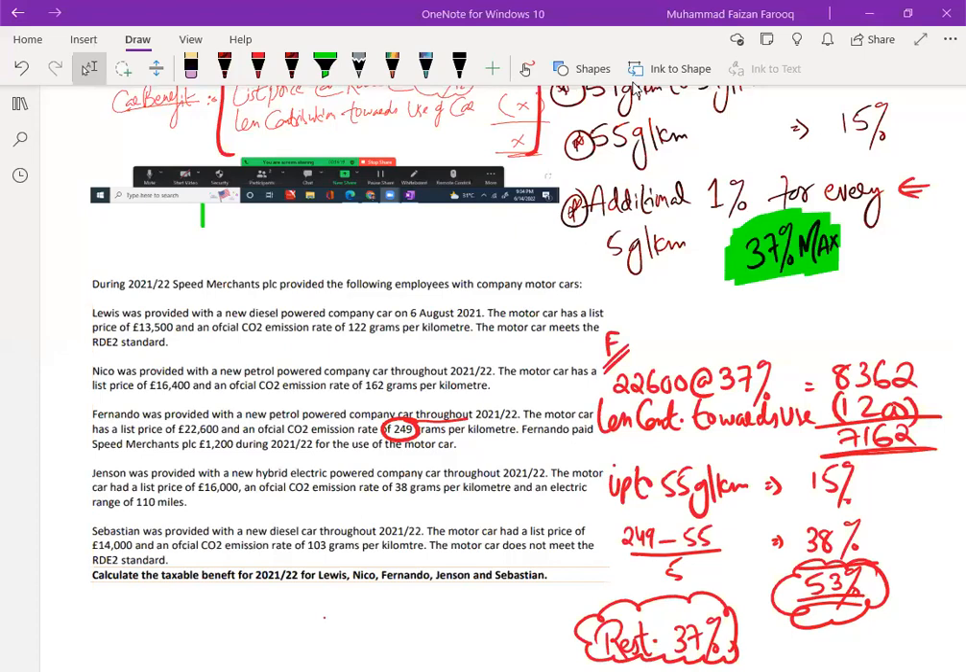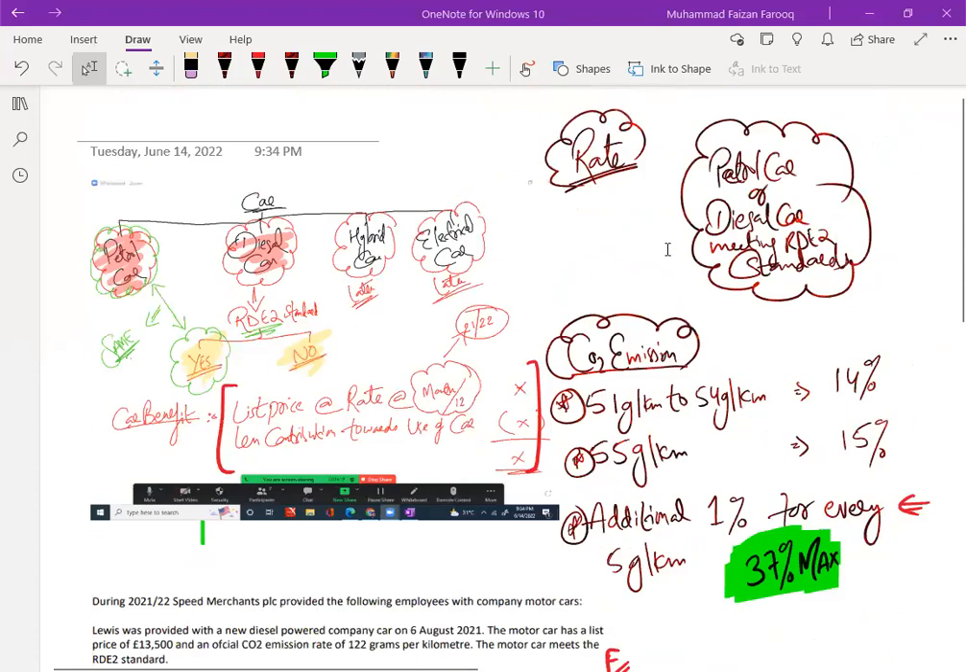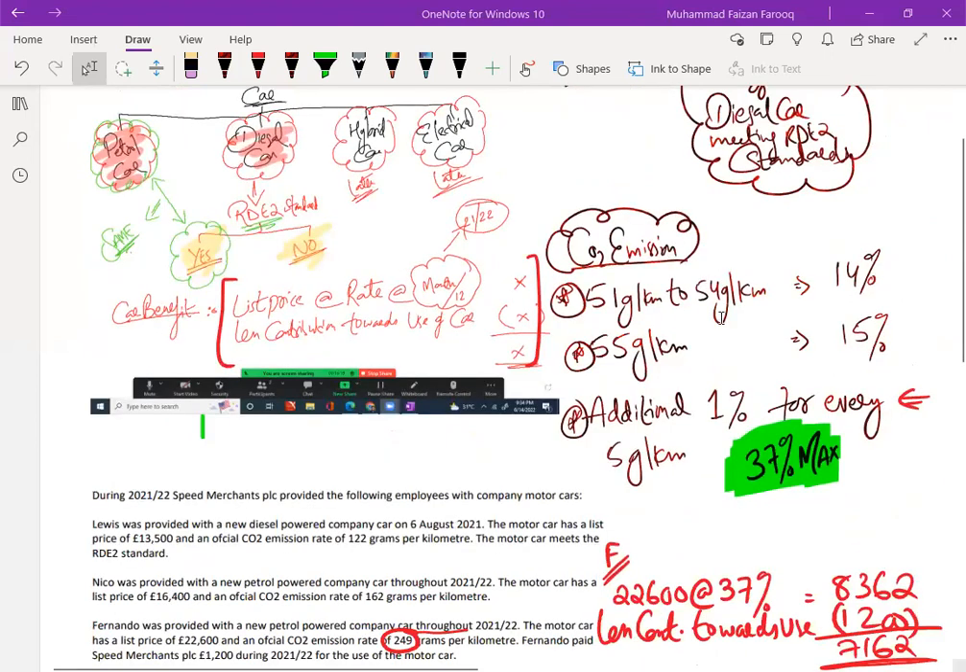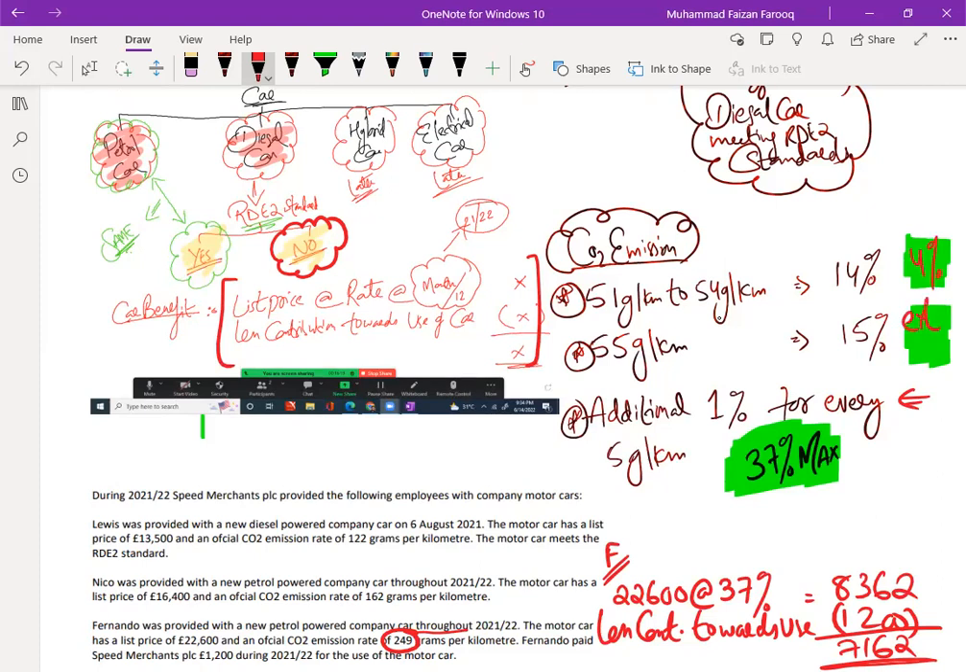Now we learned cars which are petrol powered, or diesel powered with RDE2 standards, right or wrong? What should we do if it is diesel powered and not meeting the RDE2 standard? Very simple, very easy. Very carefully, please look at the screen. I am writing something over here. There is an additional 4%, 4% extra.